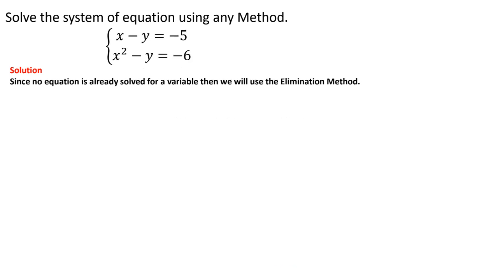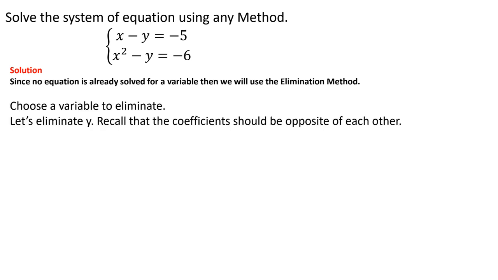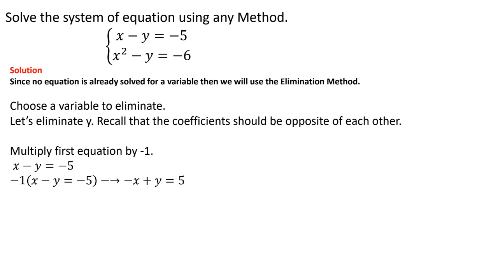So let's go ahead and do a next example. I have x minus y equals negative 5, x squared minus y equals negative 6. So we see here we have a line for the first equation and a parabola, or a quadratic, for the second equation. So let's go ahead and use the elimination method once again, and I want to eliminate my y again. Since both of them have the same sign, let's multiply a negative 1 to the first equation, and that will give me the opposite sign, right?